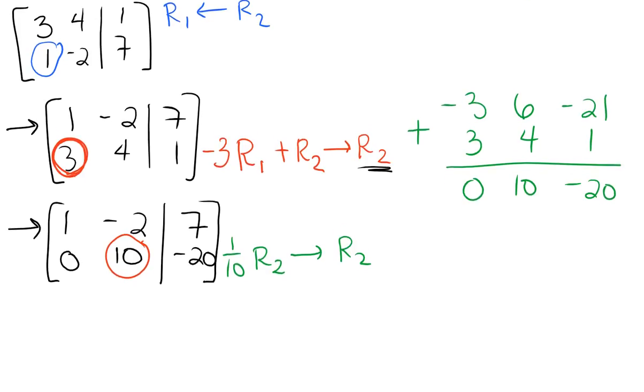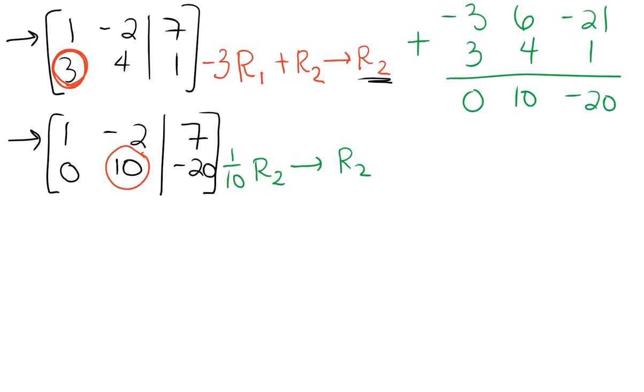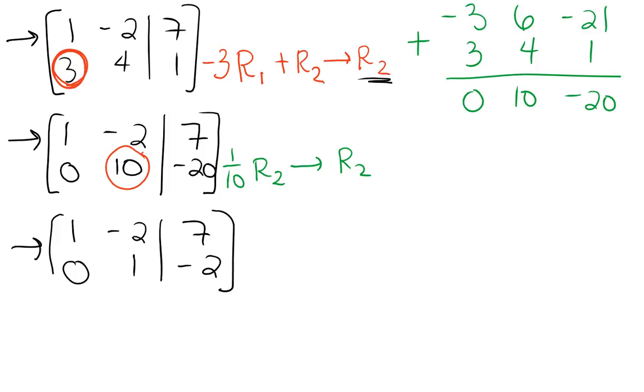So let's see, row 1 will stay the same. So we'll have +1, -2, +7. Row 2 will be divided by 10. So we'll have 0, +1, and -2. Alright, so we have a 1 in the 2-2 position.